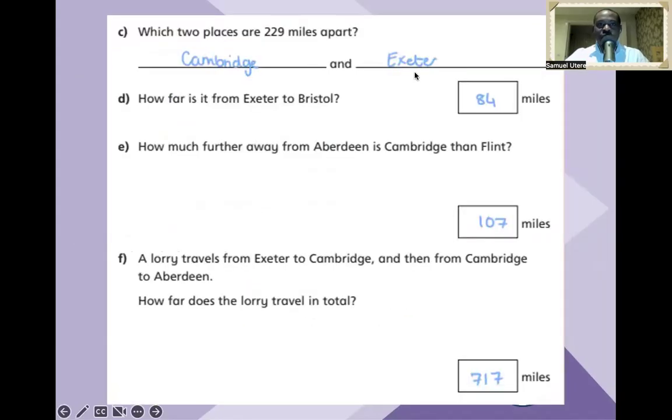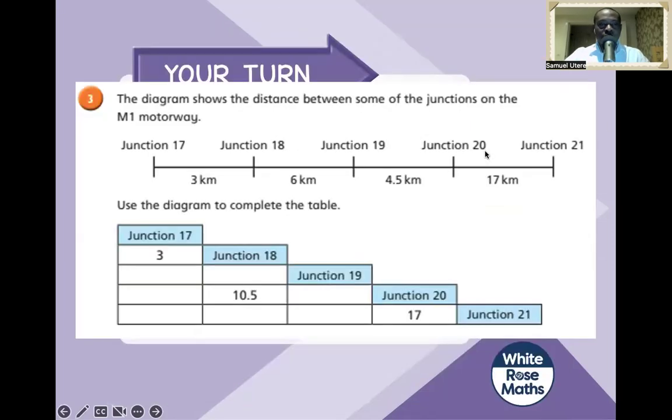All right, here are the answers for the others. Mark your work and celebrate your success. Really well done for working hard. All right, pause the video and answer question 3 in 3 minutes.